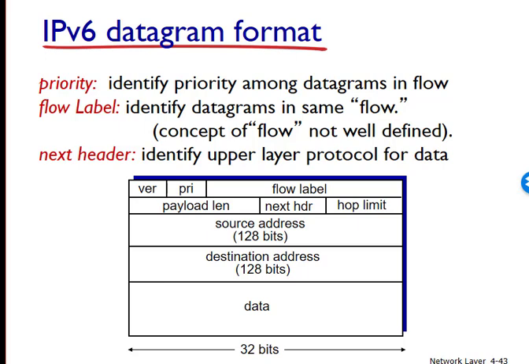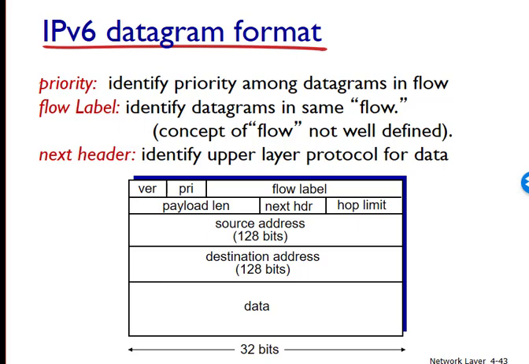Traffic class. This 8-bit field is similar in spirit to the TOS field we saw in IP version 4. Flow label. As we just discussed, this 20-bit field is used to identify a flow of datagrams. Payload length. This 16-bit value is treated as an unsigned integer giving the number of bytes in the IPv6 datagram following the fixed-length 40-byte datagram header.